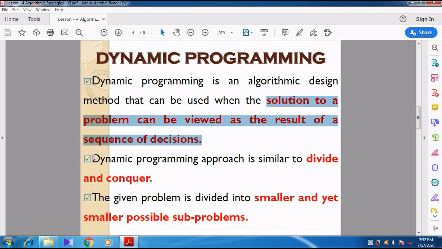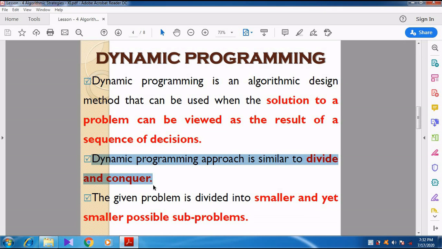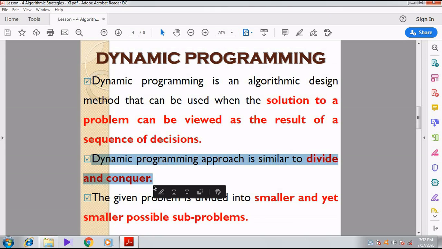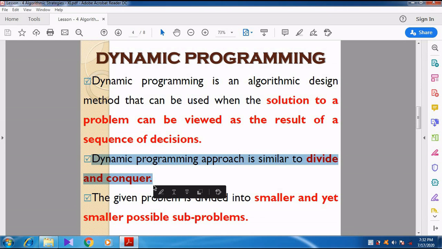This approach is similar to the divide and conquer approach. Can you remember the divide and conquer approach? We studied it in binary search. Yes, dynamic programming is also similar to divide and conquer.